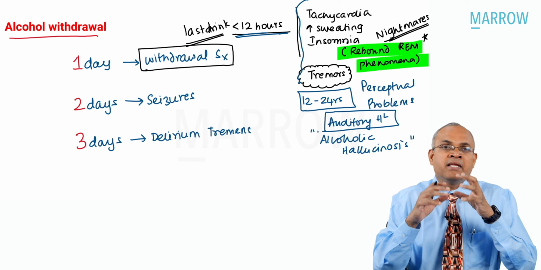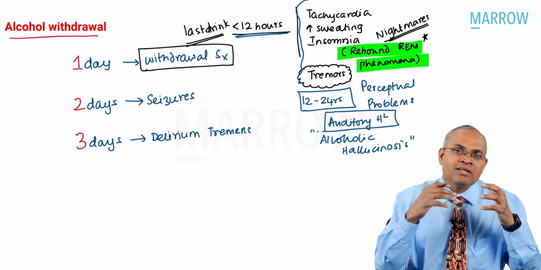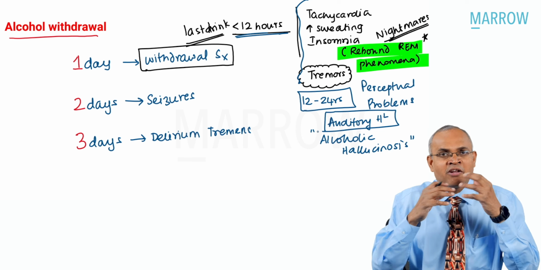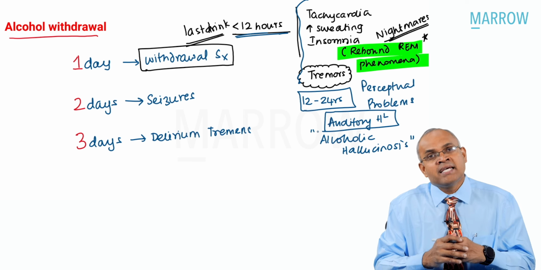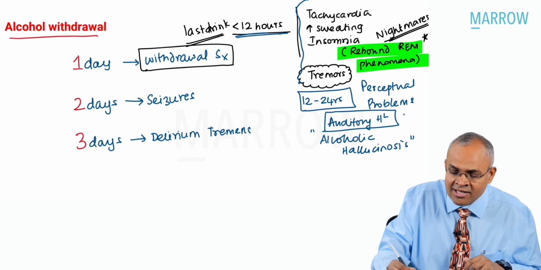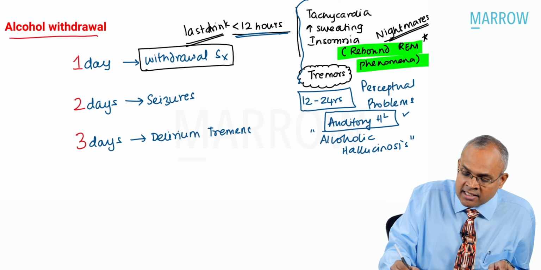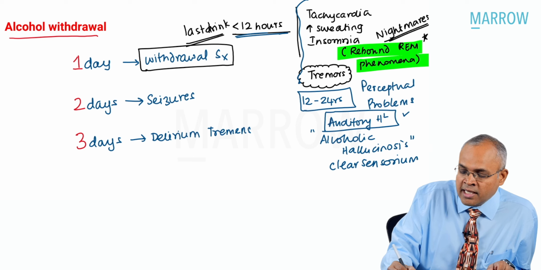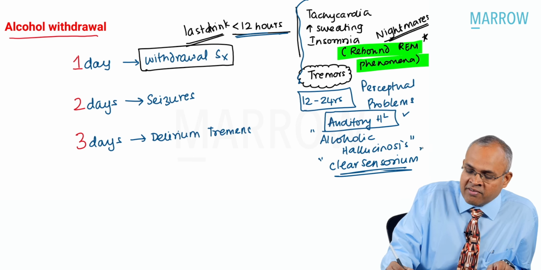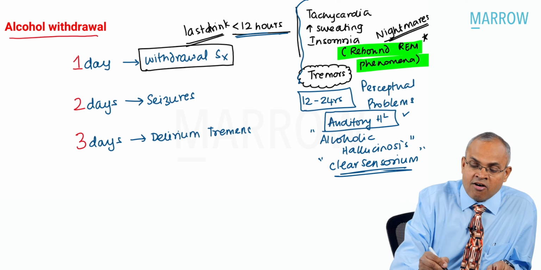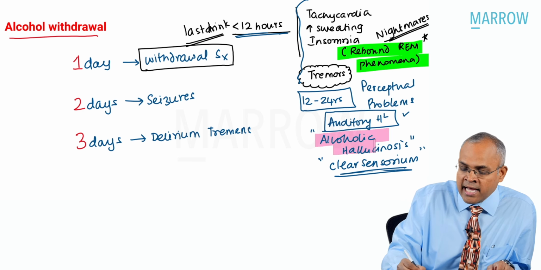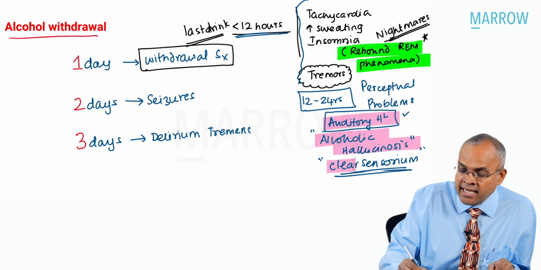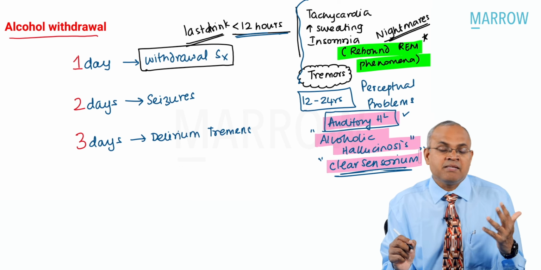What is alcoholic hallucinosis? As the name says, in people who are constantly drinking alcohol over a period of time, as a part of withdrawal or as part of regular use of alcohol, they can start developing alcoholic hallucinosis, which is mostly auditory hallucinations, and these patients will also have clear sensorium. There'll be no altered sensorium. That's very characteristic of alcoholic hallucinosis. Again, tested in exam: alcoholic hallucinosis patients will have auditory hallucinations and clear sensorium. Don't miss it.